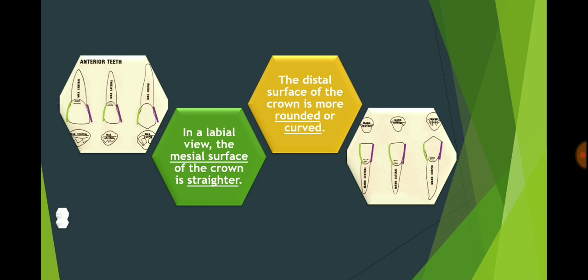Now remember, distal, the letter D has more curves compared to the mesial, compared to the letter M. So D for more curvature, well rounded. So you can always remember distal is more rounded than the mesial.